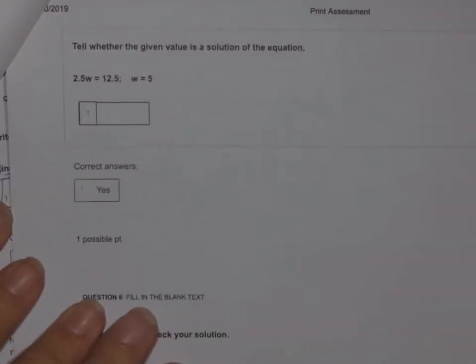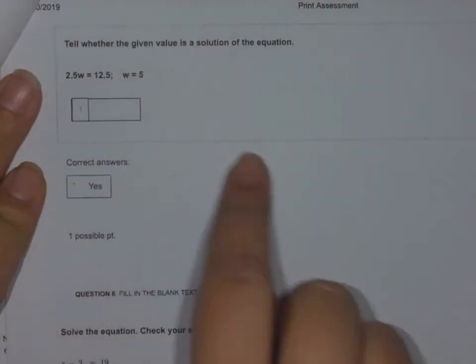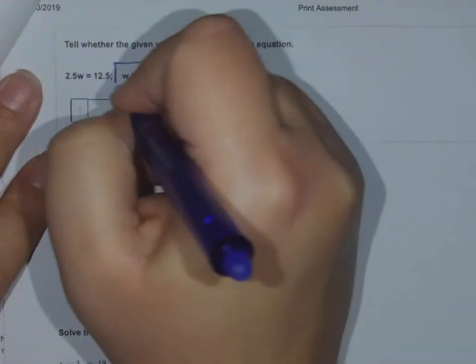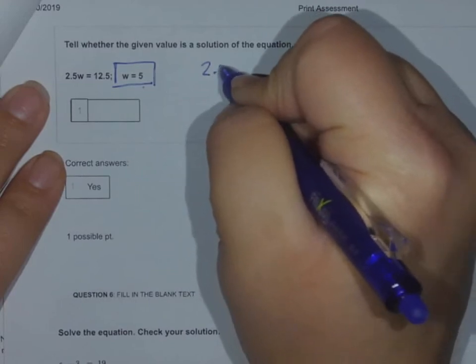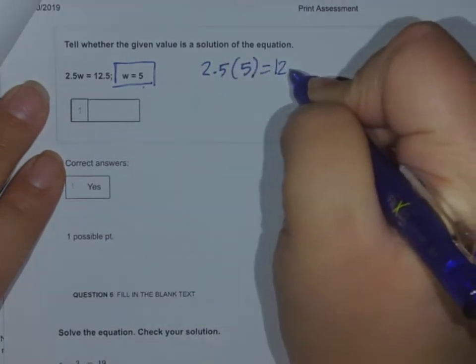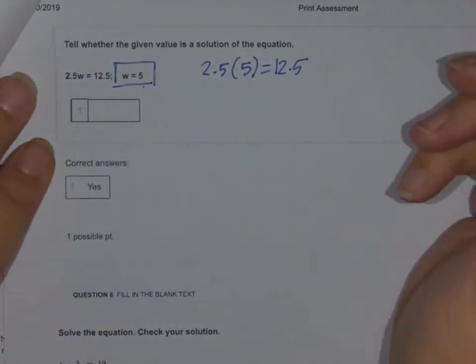So number 5 is another check the solution. Tell whether the given value is a solution of the equation. W equals 5, box it. We're going to go ahead and plug it in. So you have 2.5 multiplied by 5 equals 12.5. Okay, so now the next step is to go ahead and solve that.